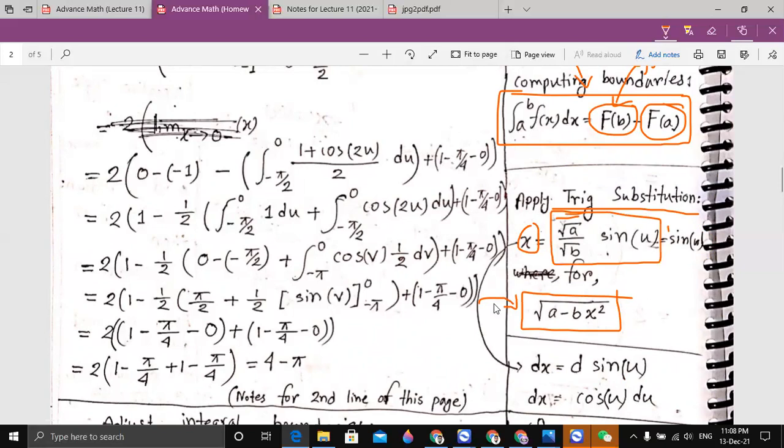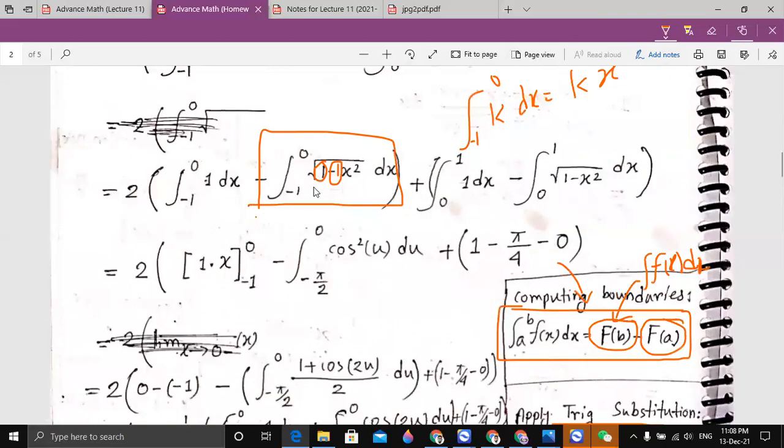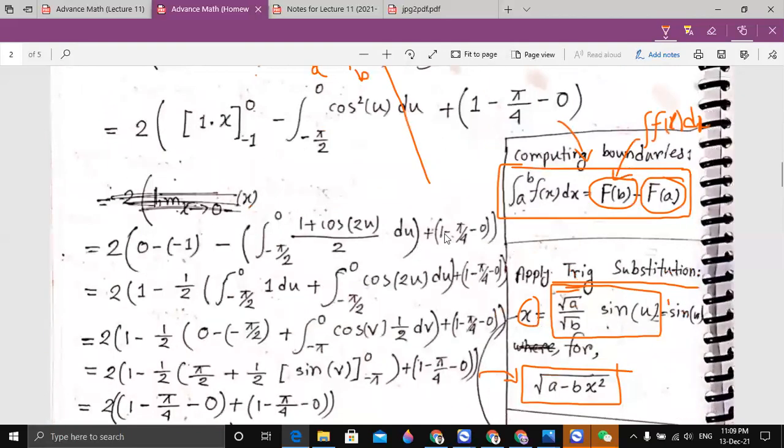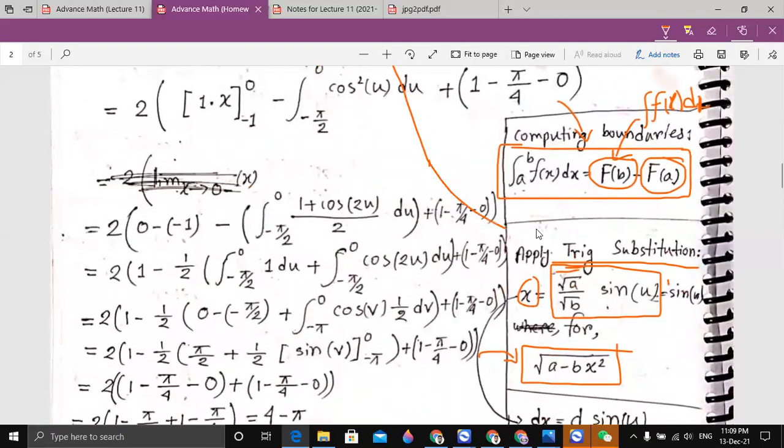So here a is equal to 1. You see here a is equal to 1, and here b is also equal to 1. If we compare this part with this trig substitution, √(a)/√(b) means 1 by 1, which is also 1. So finally it will become sine u. 1 by 1 sine u means sine u. So this is the trig substitution rule.